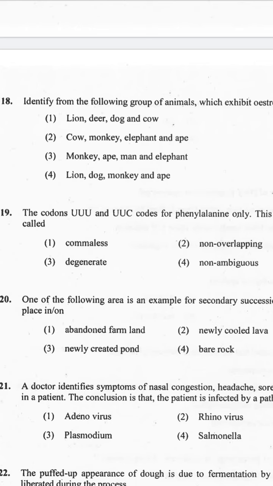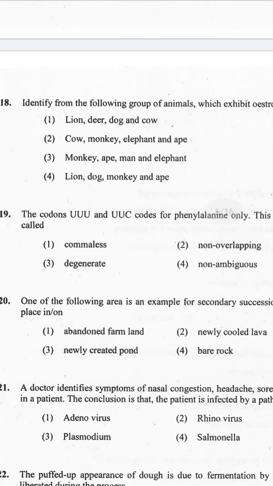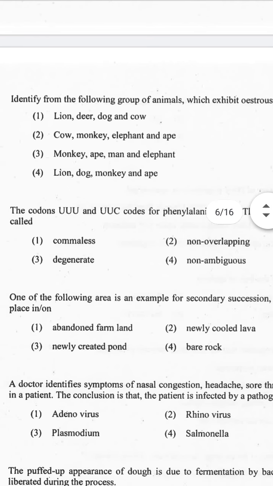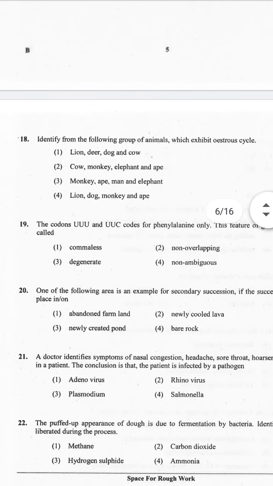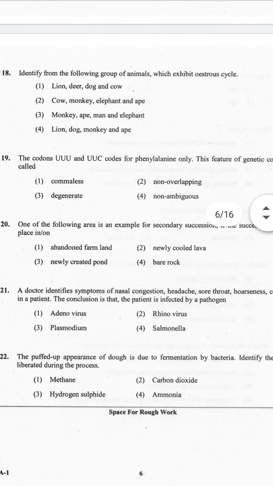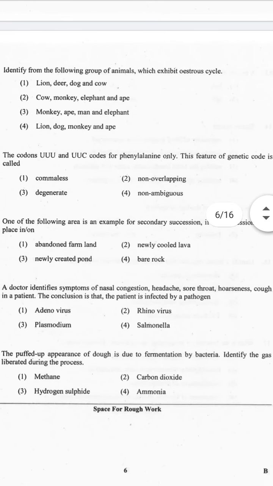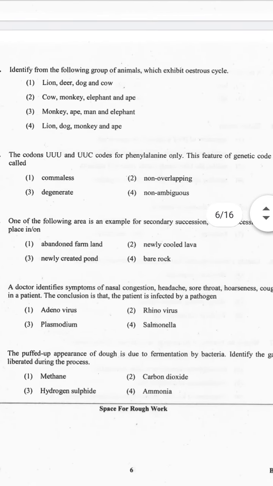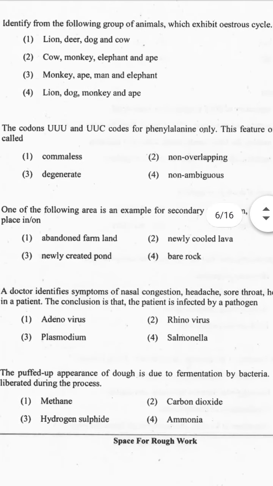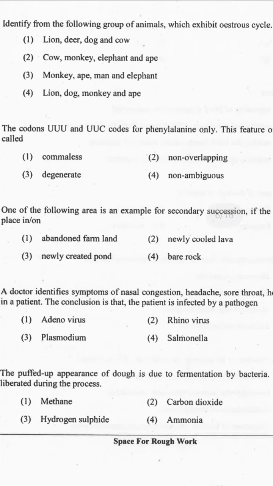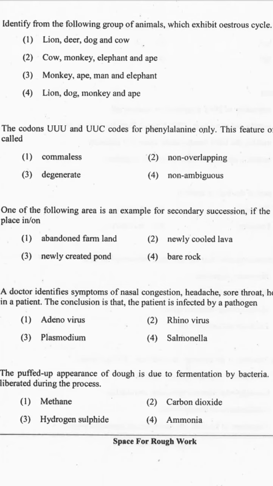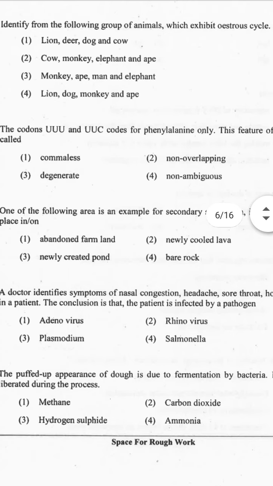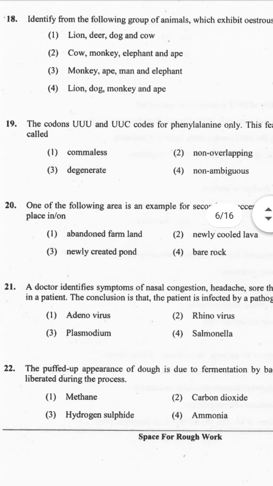And next question, 19th question. The codons UUU and UUC code for phenylalanine only. This feature of genetic code is called: option 1, commaless, option 2, non-overlapping, option 3, degenerate, option 4, non-ambiguous. So the correct answer is option 3.